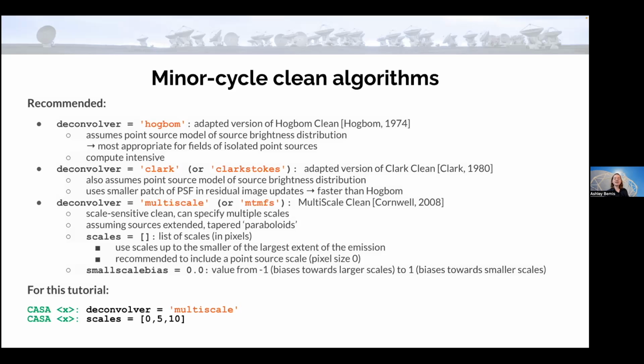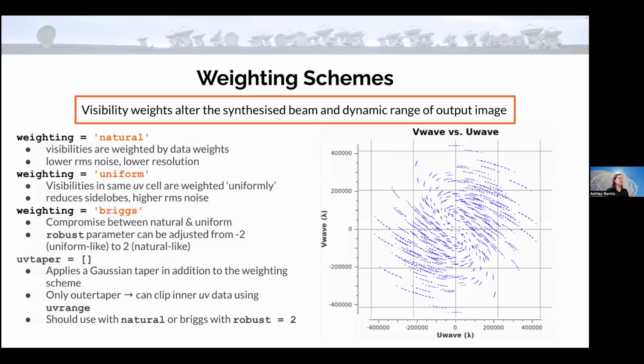So I have picked the multi-scale deconvolver for this tclean example, and I've specified 3 scales here. I have 0, 5, and 10. So this is specifying a point scale, a scale that's roughly our beam size, and then a scale that's roughly 2 times our beam size.